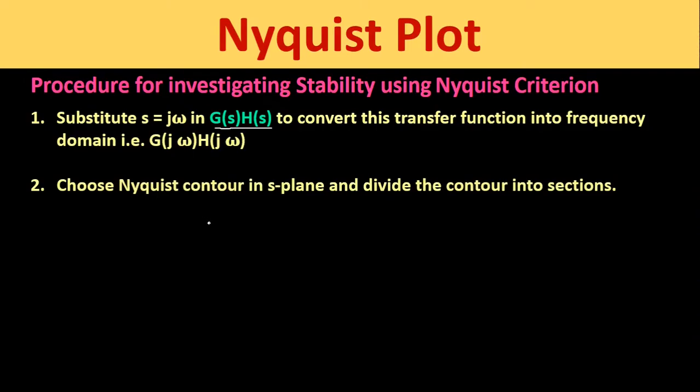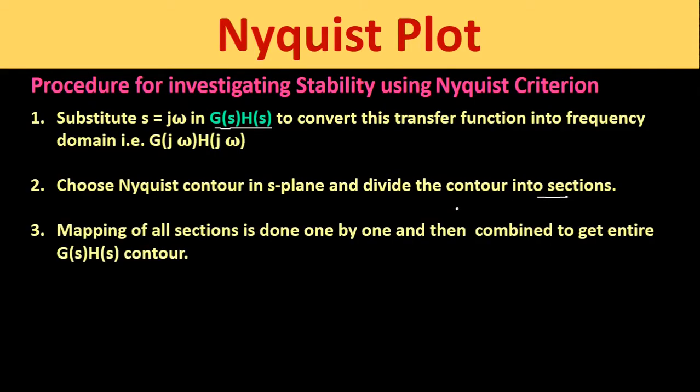Second point is that we have to choose the Nyquist contour. This Nyquist contour is also called the Nyquist path. What is Nyquist path? It is a path or contour which is selected to apply this Nyquist criteria. So second, we have to choose the Nyquist contour in the s-plane and divide that contour into sections depending upon the transfer function given.